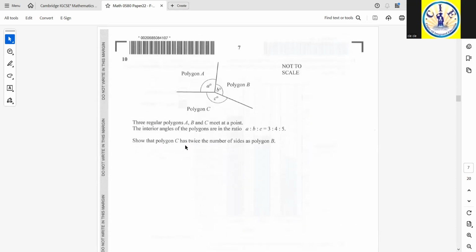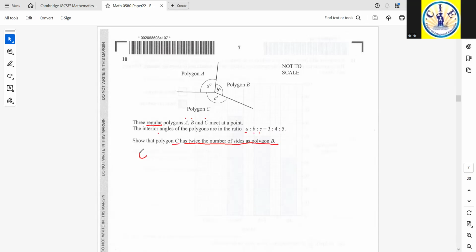Okay, now it is question number 10. 3 regular polygons. Regular polygons are polygons which have all the sides of equal length. So A, B, and C meet at a point. The interior angles of the polygons are in the ratio A to B to C, 3 to 4 to 5. Show that polygon C has twice the number of sides as polygon B.